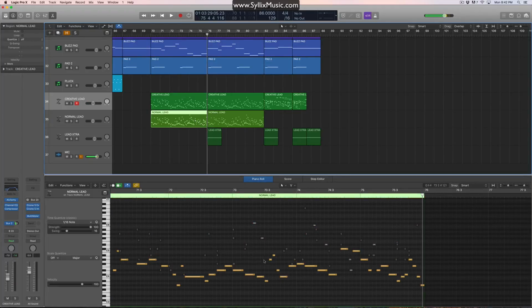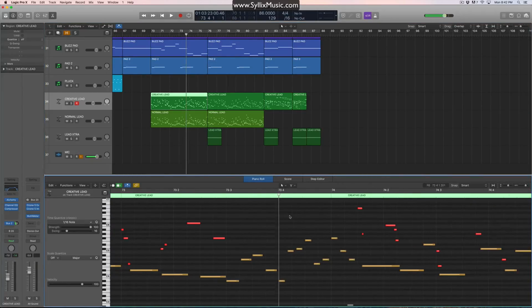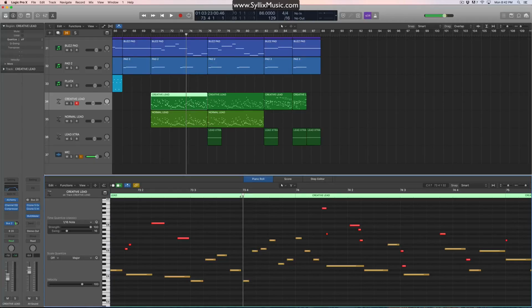So if you go back to the normal lead, this sort of area here is just playing some notes, but I wanted something else going on here, and I ended up creating a little bit of a triplet section, which is what you hear right here.